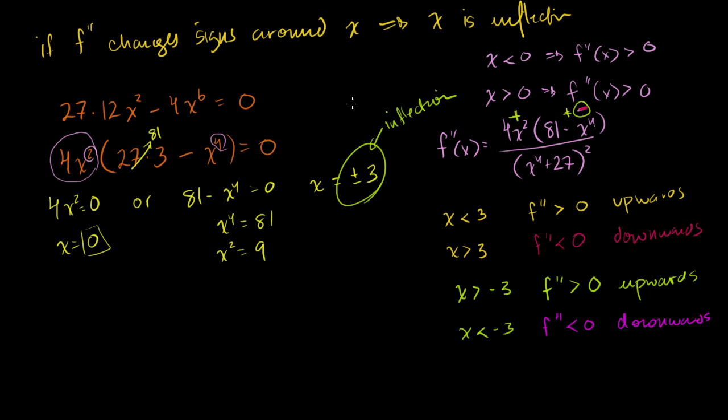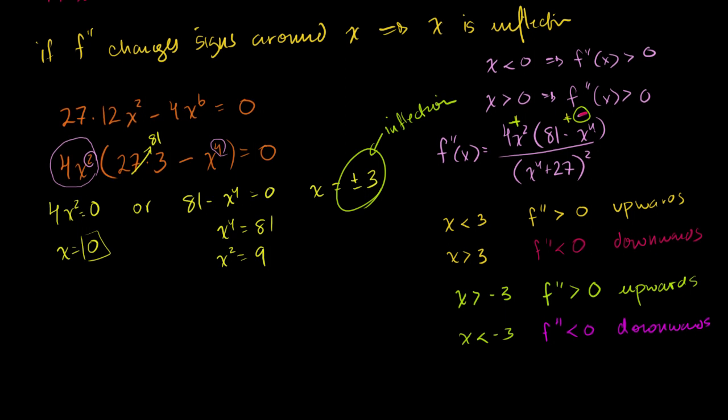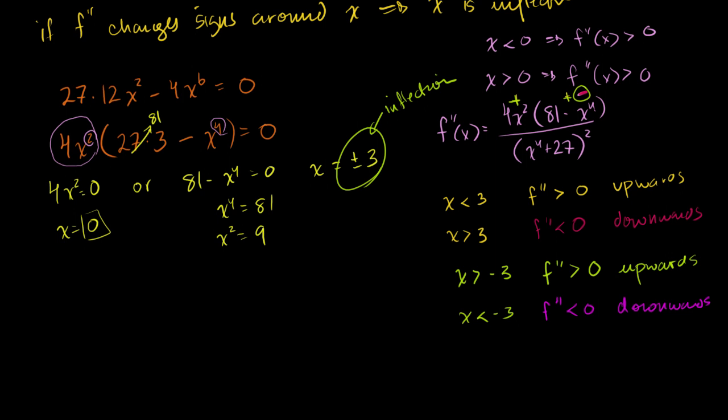Inflection. And just so we get the exact coordinates, let's figure out what f of 3 is, or f of positive and negative 3. And then we're ready to graph. So first of all, we know that the point 0, 3.29, that this was a minimum.